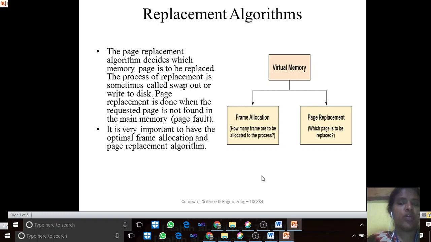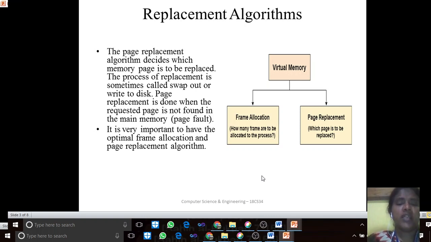Now, the replacement algorithm will suggest which blocks need to be replaced, whether the least recently used block or first in first out. Let us see that. The page replacement algorithm decides which memory page is to be replaced. Page here is in terms of memory allocation; we use the term page because a block is divided into a number of pages. The process of replacement is sometimes called swap out or write to disk. Page replacement is done when the requested page is not found in the main memory.